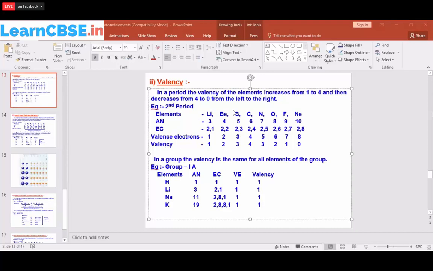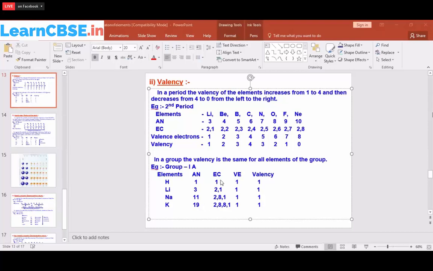So now we have completed the period, which goes from left to right in the periodic table. Next one is group. The group is where we move from top to bottom in the periodic table. We have taken the example of group 1A. The elements hydrogen, lithium, sodium, potassium. The AN is atomic number. The atomic number of hydrogen is 1, lithium 3, sodium 11, and potassium 19.